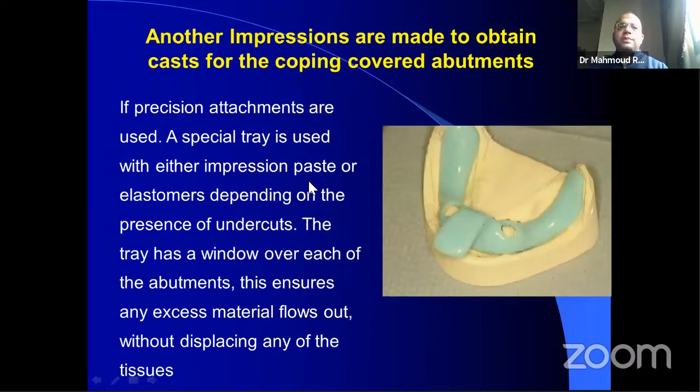If precision attachments are used, a special tray is used with either impression paste or elastomer, depending on the presence of undercut. The tray has a window over each of the abutments. This ensures any excess material flows out without displacing any of the tissues.